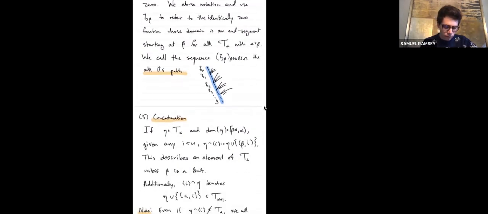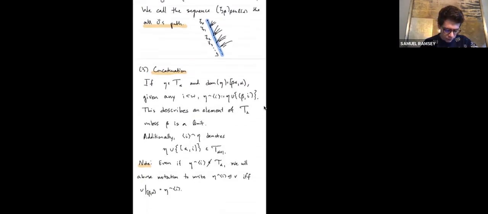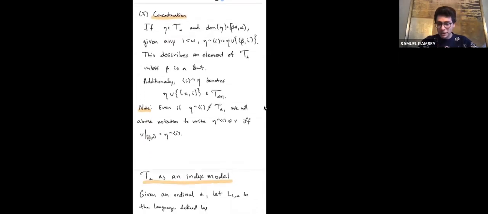Then we have concatenation, which we're never going to do for anything other than adding a single new value to a node. So I can add it on top or I can add it on bottom. And how can I do that?